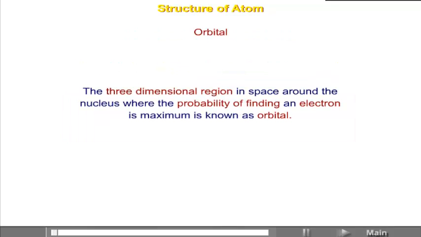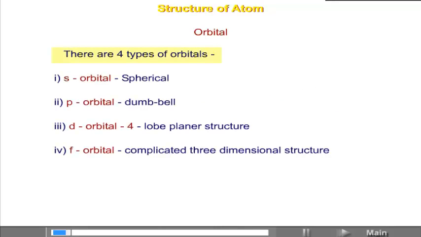Orbital. The three-dimensional region in space around a nucleus where the probability of finding an electron is maximum is known as an orbital. There are four types of orbitals. First, s orbital, having spherical shape. Second, p orbital has dumbbell shape. Third, d orbital is a four-lobe planar structure. Fourth, f orbital is a complicated three-dimensional structure.